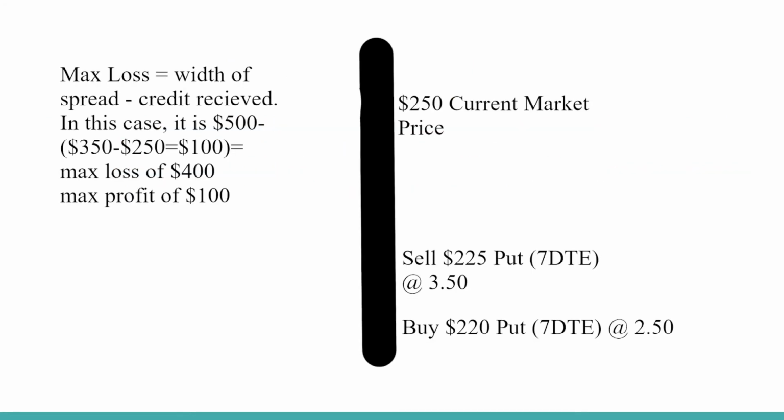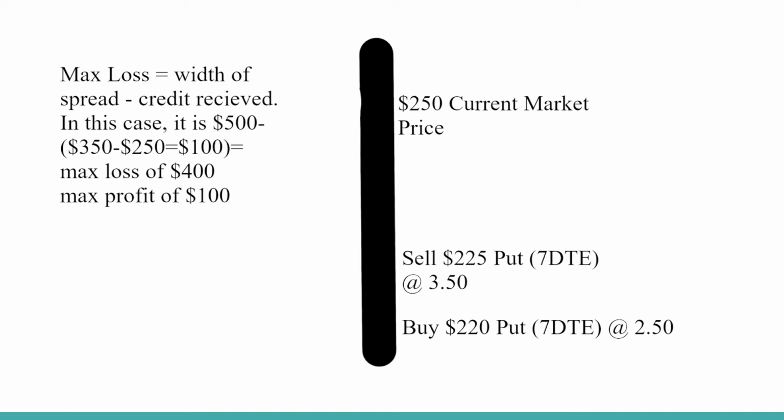Let's say the current market price is 250, and you sell the 225 put with 7 days till expiration at 3.50, and then you buy the 220 put with 7 days till expiration, because they have to have the same amount of days till expiration. You sell the put and receive $350 of credit, and you buy the other at $250, so you receive $100 of credit for placing this trade again. And again, it's a $500 wide spread.